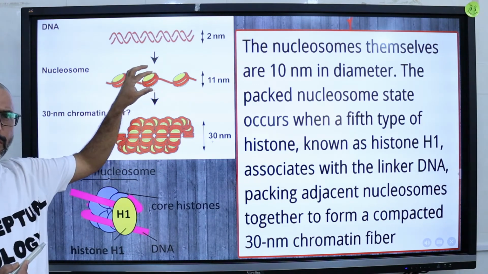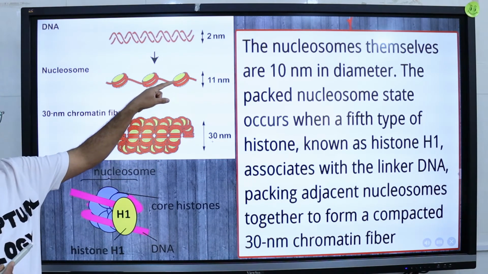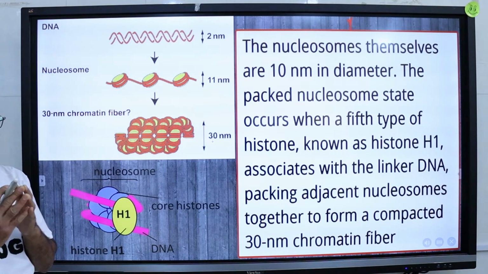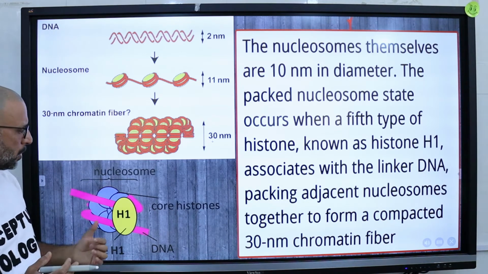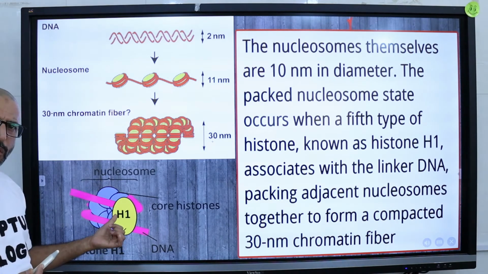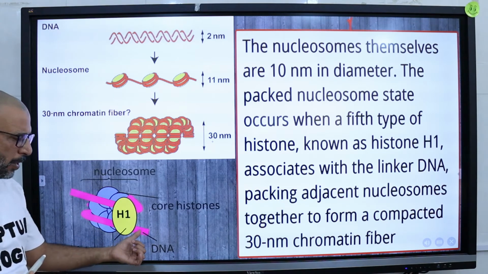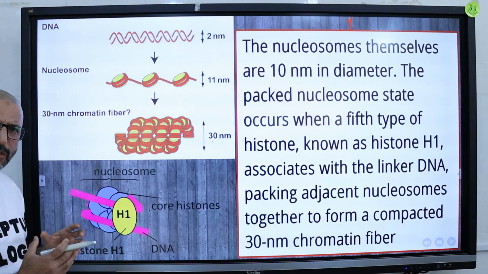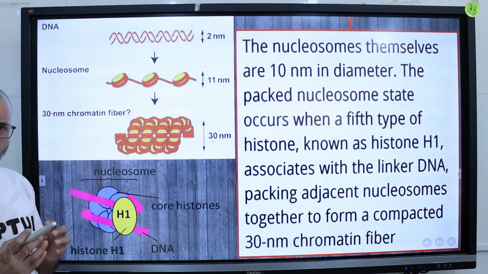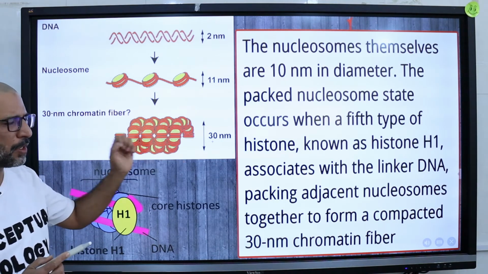The nucleosomes themselves are 10 nanometer in diameter. The packed nucleosome state occurs when a fifth type of histone, which is known as H1 histone, that is linker histone, associates with the linker DNA, packing adjacent nucleosomes together to form a compacted chromatin fiber, and its diameter is 30 nanometer.